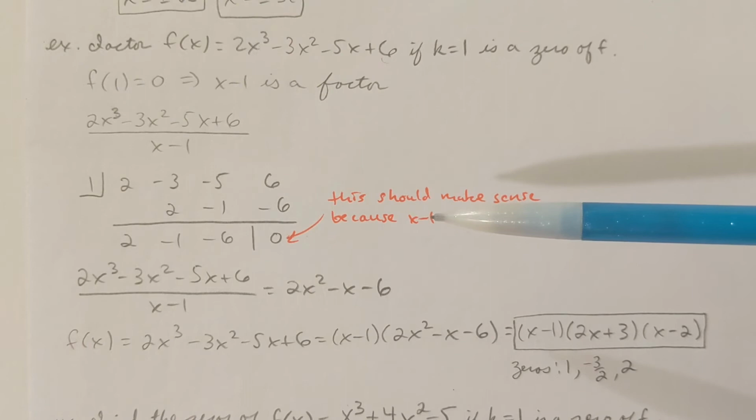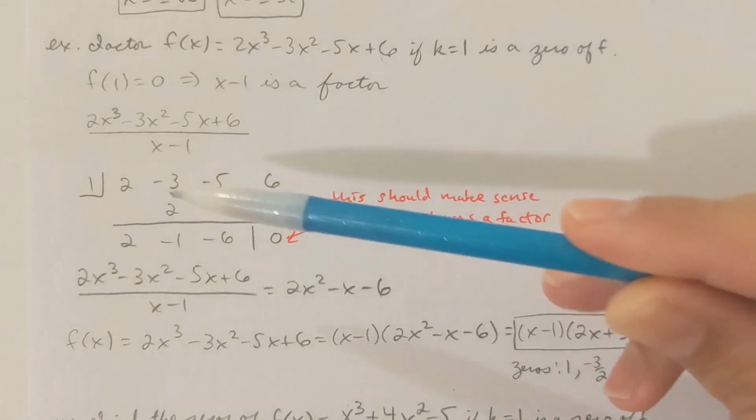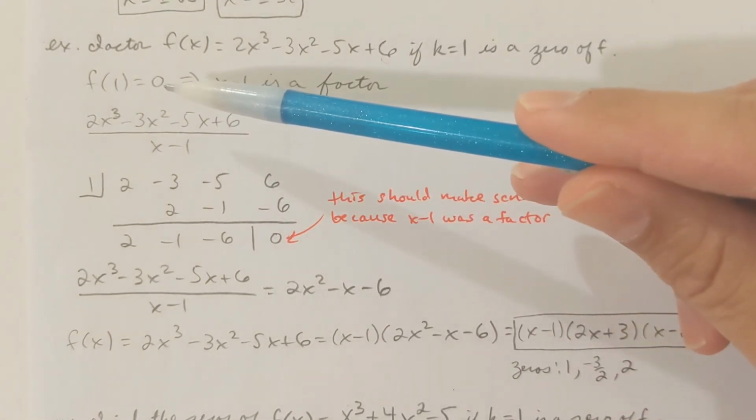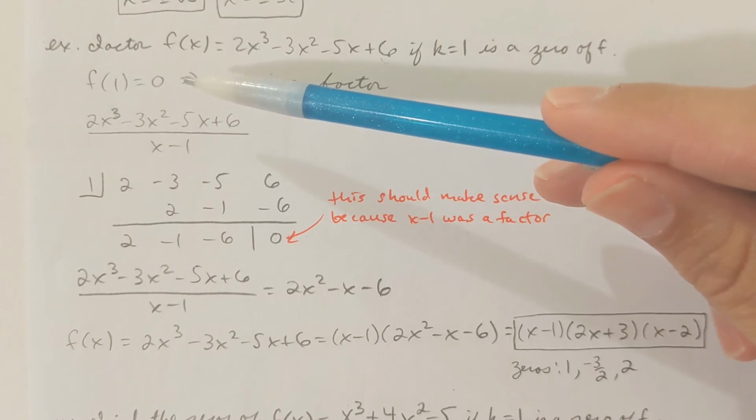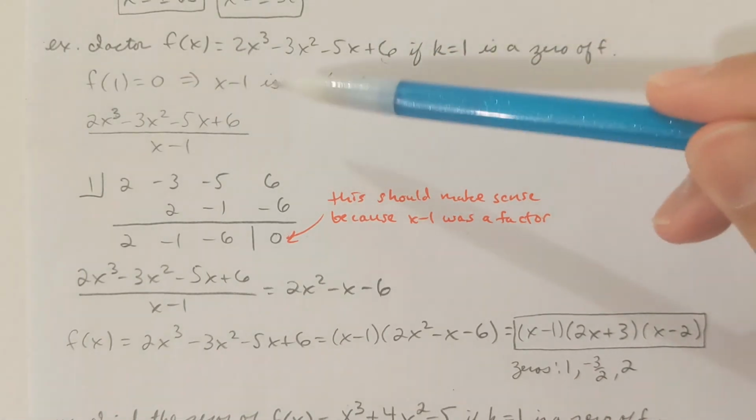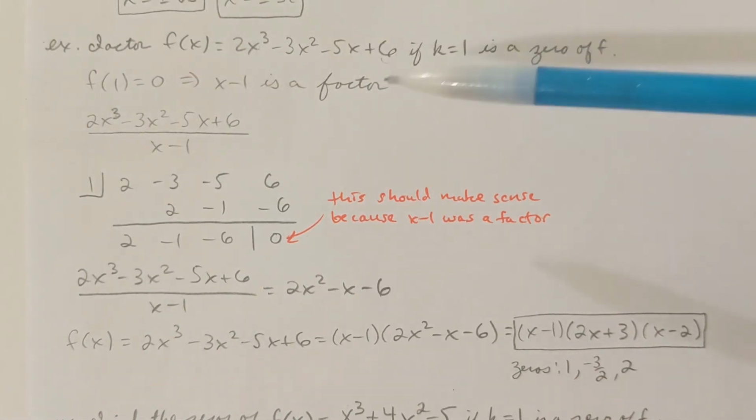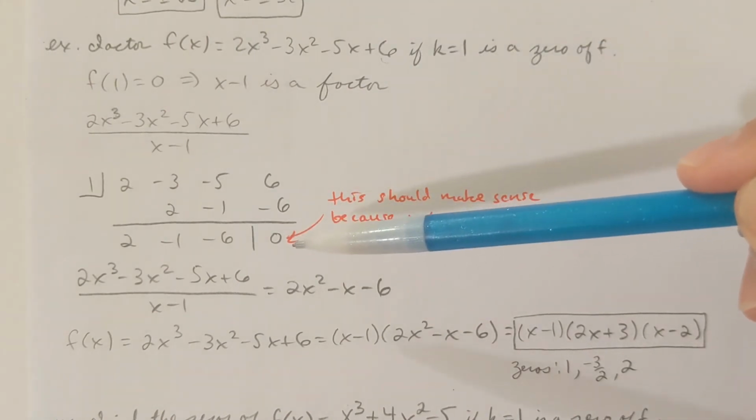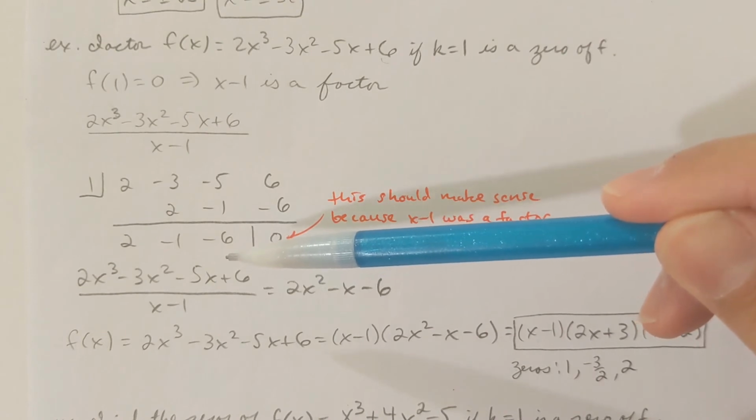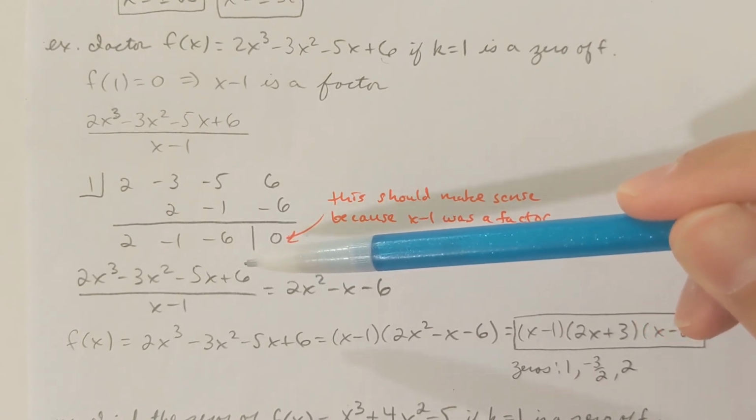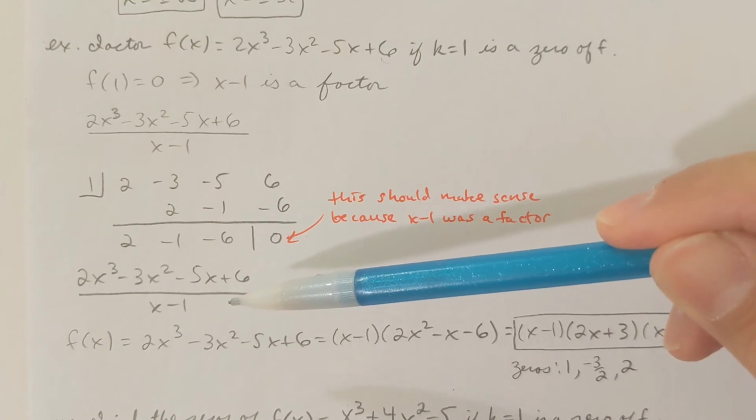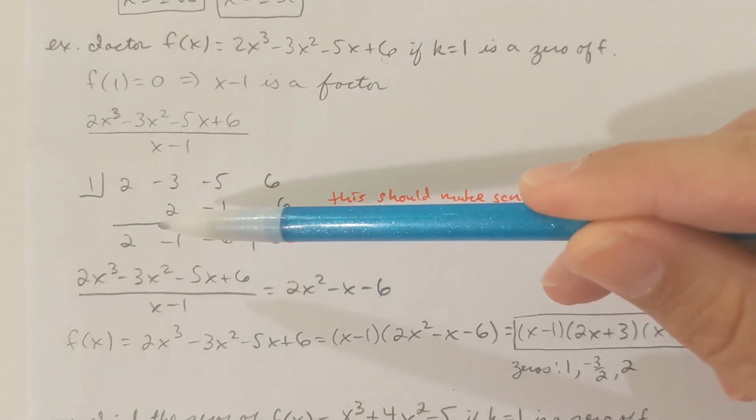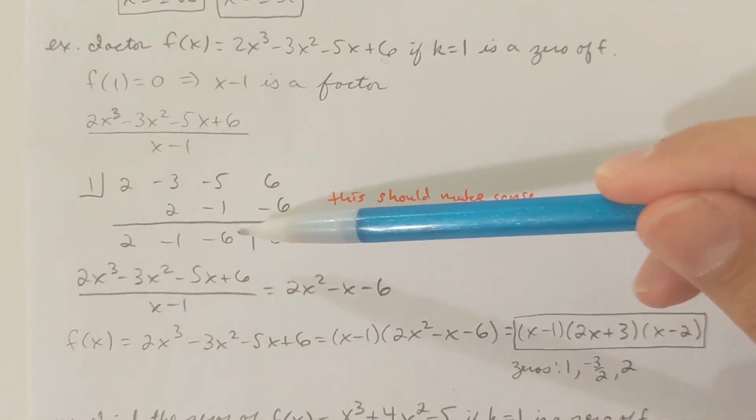We know that from the factor theorem, which basically says that if you plug in a 0, you're going to get 0. And so x minus k is a factor. K equals 1. Now what that means to us is that 2x cubed minus 3x squared minus 5x plus 6 divided by x minus 1 equals 2x squared minus x minus 6.